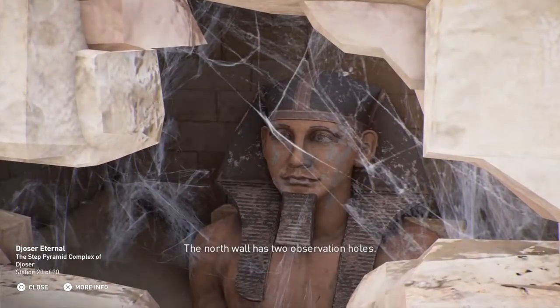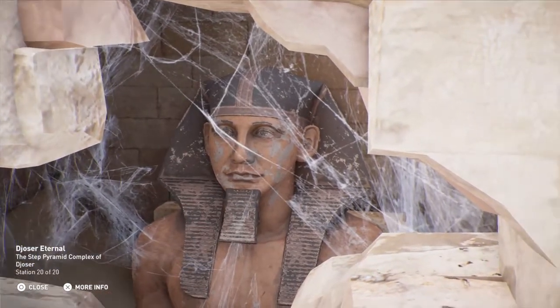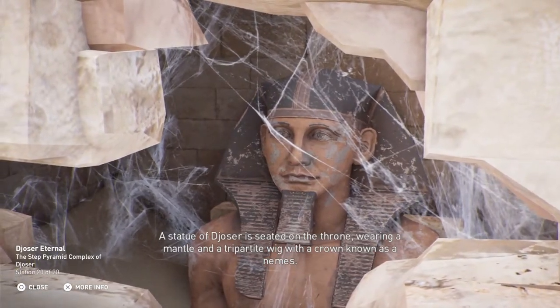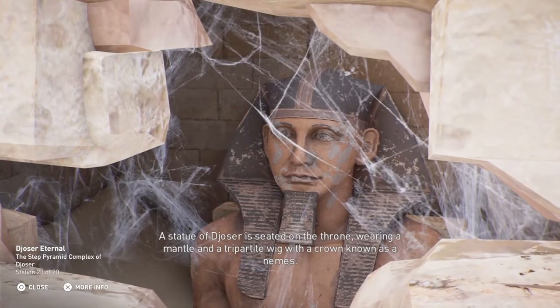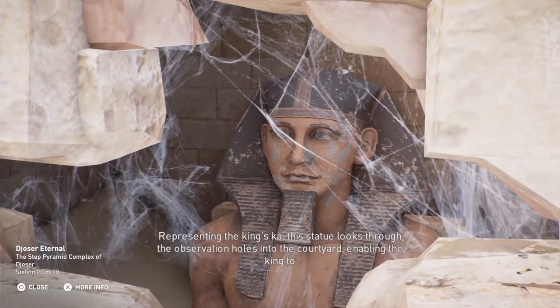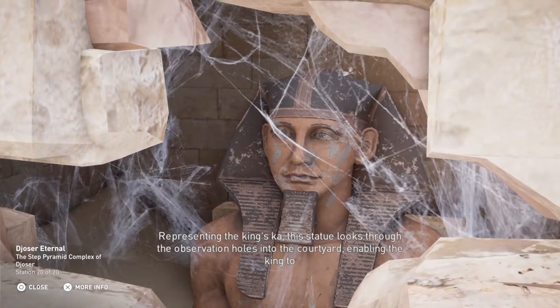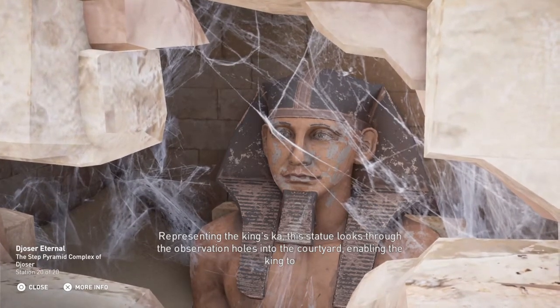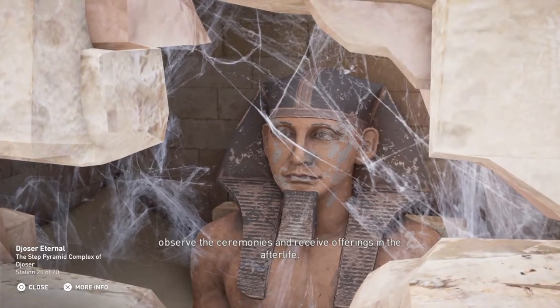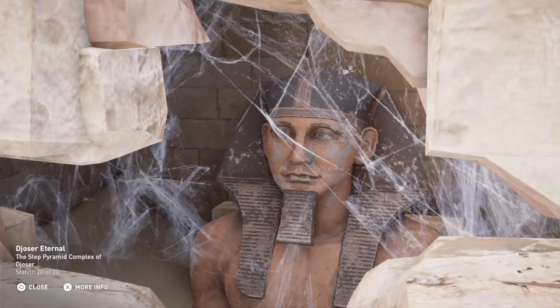The north wall has two observation holes. A statue of Djoser is seated on the throne, wearing a mantle and a tripartite wig with a crown known as a nemes. Representing the king's ka, this statue looks through the observation holes into the courtyard, enabling the king to observe the ceremonies and receive offerings in the afterlife.